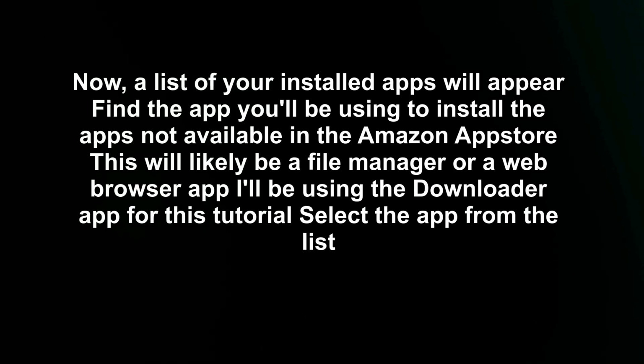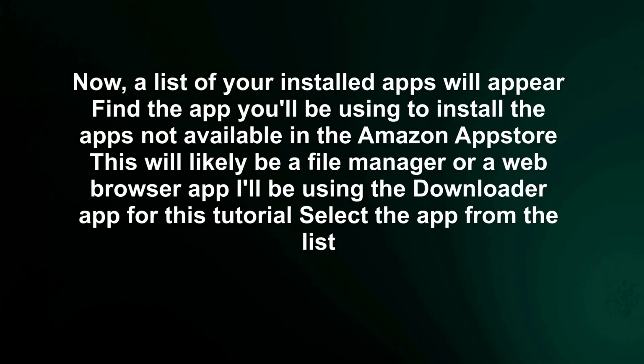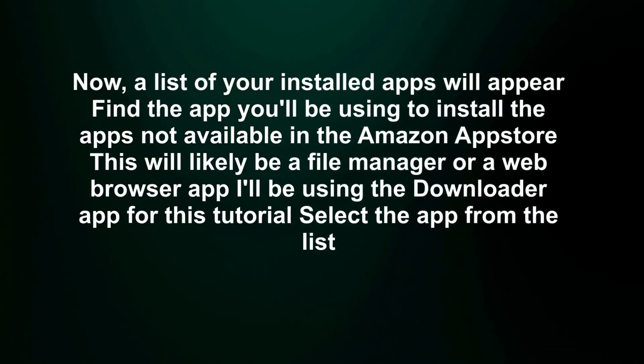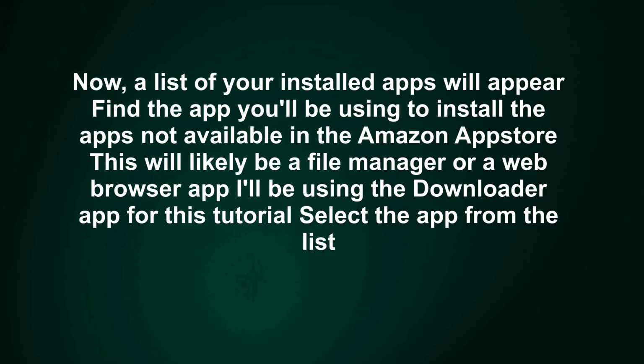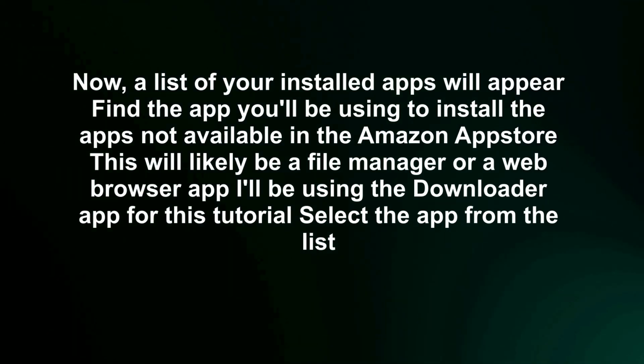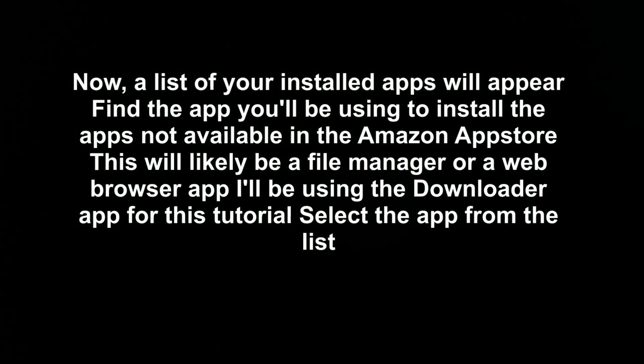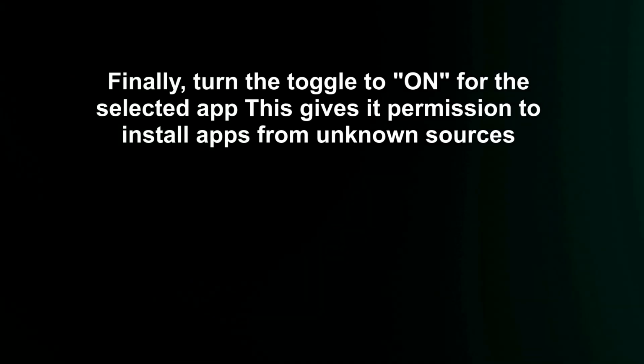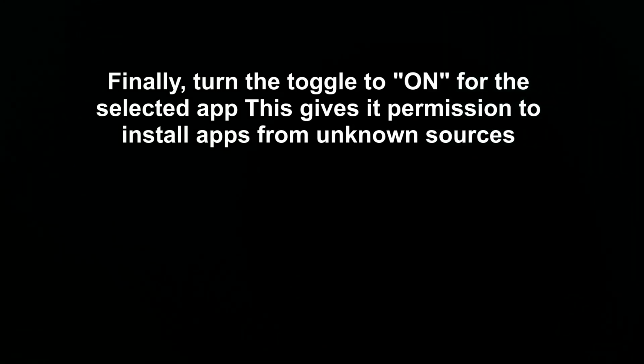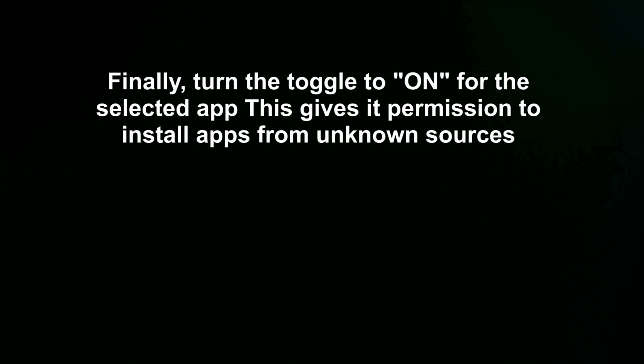Find the app you'll be using to install the apps not available in the Amazon App Store. This will likely be a file manager or a web browser app. I'll be using the Downloader app for this tutorial. Select the app from the list. Finally, turn the toggle on for the selected app. This gives it permission to install apps from unknown sources.